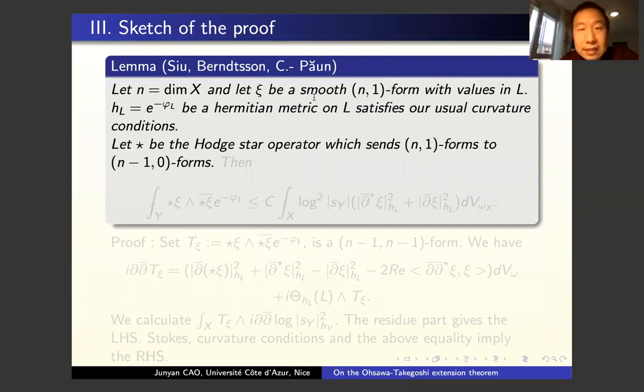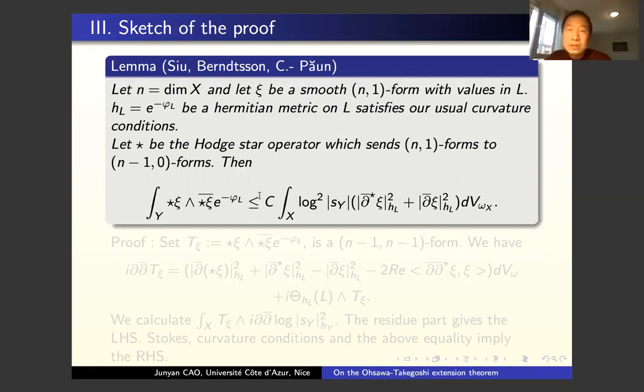Then in this case, for any smooth (n,1) forms C with values in L, we have this inequality. The star here is the Hodge star operator, which sends the (n,1) forms to (n-1,0) forms. The left-hand side is in fact the L2 norm of star C over the subvariety Y, where Y is of complex codimension 1. And they can prove that this term is less than some uniform constant times the L2 norm of the derivative of C.